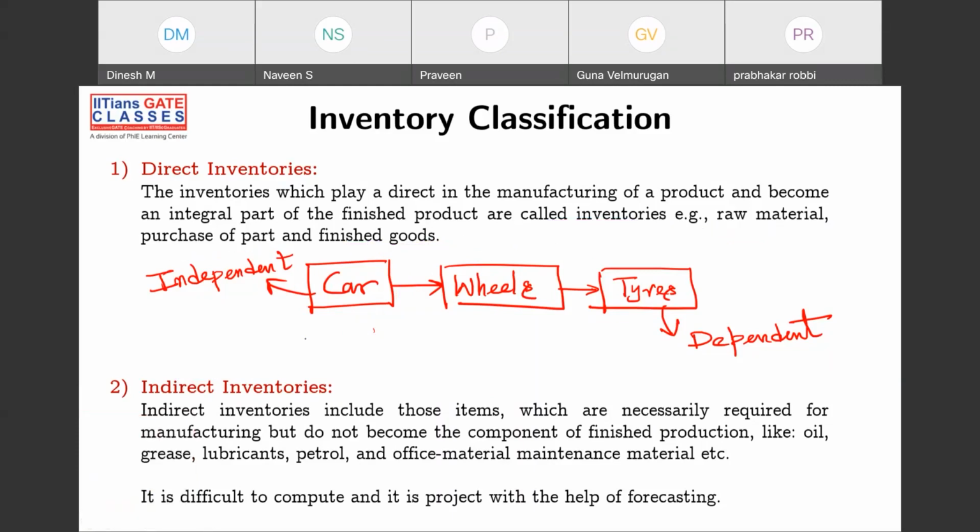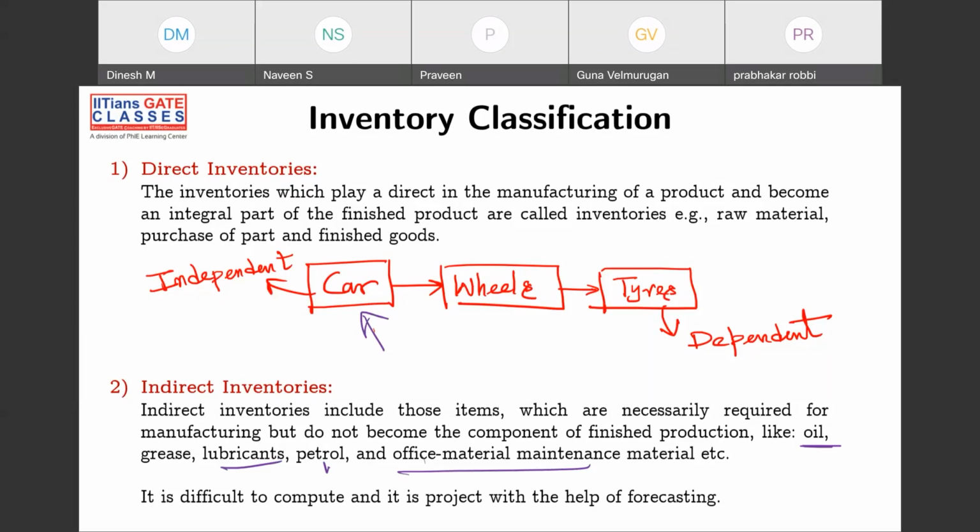Direct in the sense that all this raw material, the wheels and tires, goes into the car. You can physically see and feel it in the car. But indirect inventories are things like oil. Some oil you use for cleaning is not visible in the car, but it is required. Lubricants you use for manufacturing are not visible in the car. They are not tangible, right? Office material, or the clerk you pay to make all these entries, are also not visible in the car.